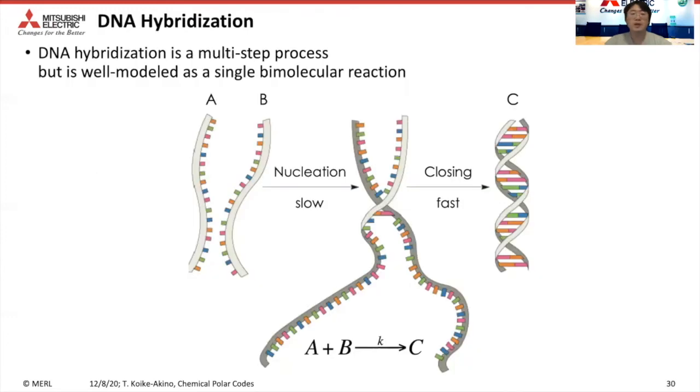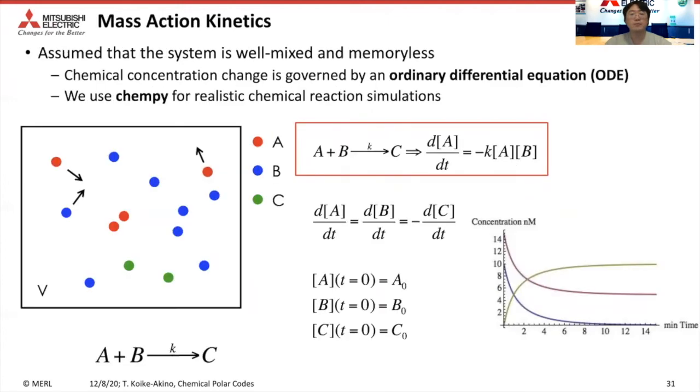The DNA hybridization is a multi-step process. However, it can be modeled as a single bimolecular reaction, A plus B to C. Assuming that the system is well mixed, then the chemical concentration change can be governed by an ordinary differential equation. For realistic chemical reaction simulations, we use ChemPy.